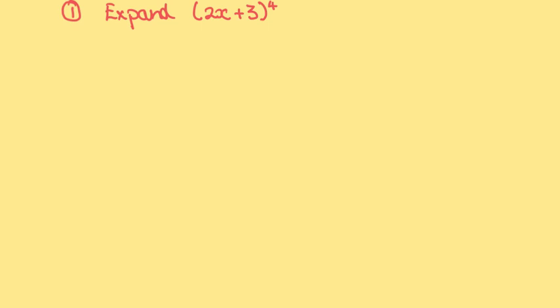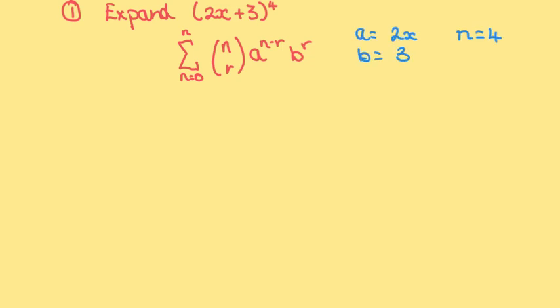Question 1. Expand 2x plus 3 to the power of 4. Our starting point is always the formula: the sum of n choose r of a to the power of n minus r times b to the power of r from r equals 0 to n. In this case, a is equal to 2x, b is equal to 3, n is equal to 4.